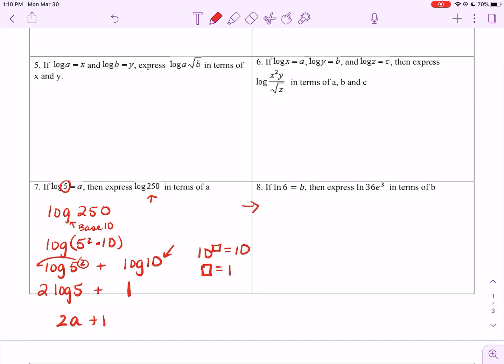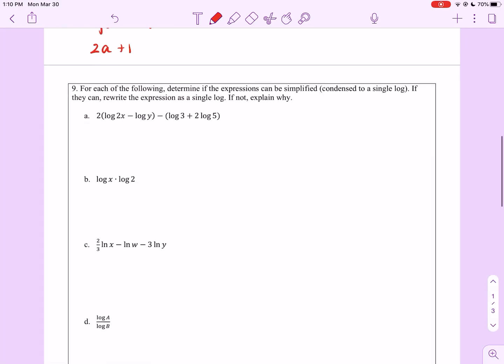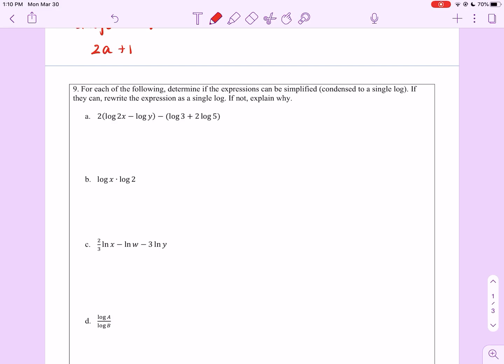You will do the same for 8. Just remember that when you deal with ln of some number, the base that is not shown is e. If you are still having difficulty with that, refer back to Mr. Hasselbauer's first video. For question number 9, they're just asking you, can it be condensed?